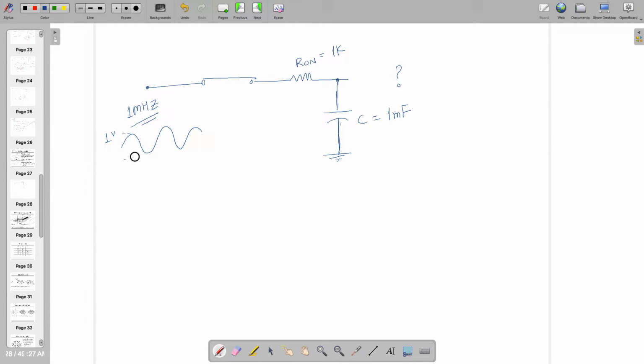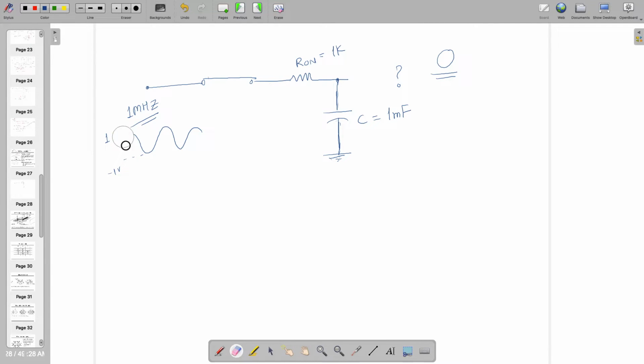If this is 1 volt, like a 2 volt peak to peak sine wave with 1 megahertz, as this is a switch, I am expecting to have the same thing at the output, but am I going to get the same thing or not? Capacitor? So what will be the output? Okay, I am saying it's 0. Let's define this one. Now it's easy, right? Why 0? Why short circuit? It's short circuit, so the same thing is here.